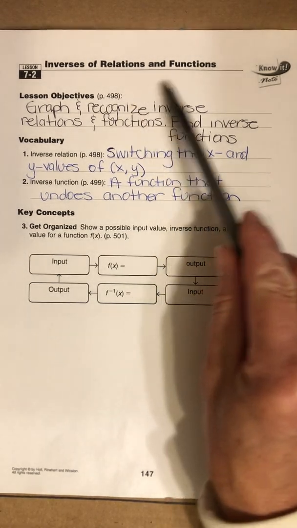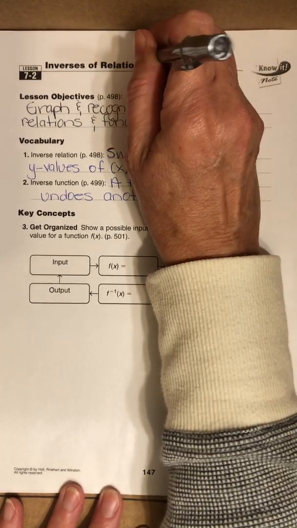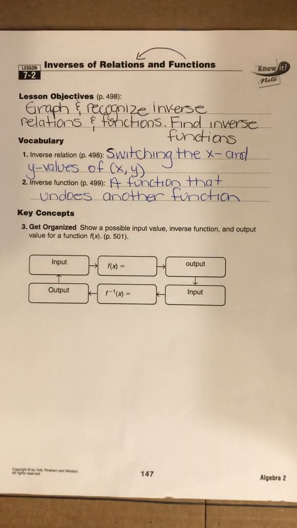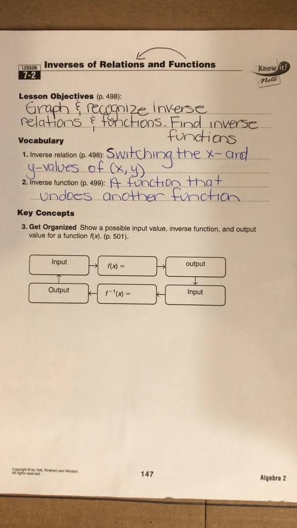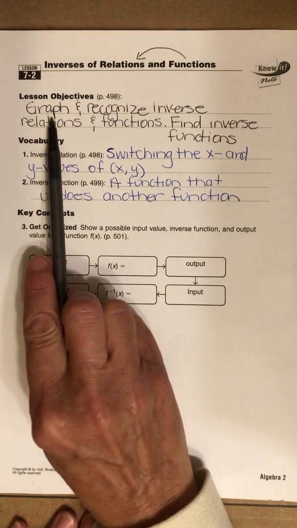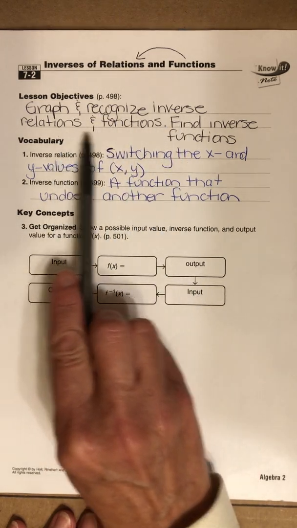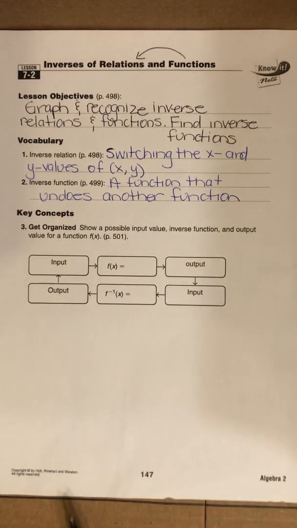Now, what a function is, it is a relation, but it has a little bit more to it. For each input, for each X, there is one and only one output. And that is not true with a relation. With a relation, any two pieces of data can be related. So, our lesson objectives are we want to graph and recognize inverse relations and functions, and we are going to find our own inverse functions.